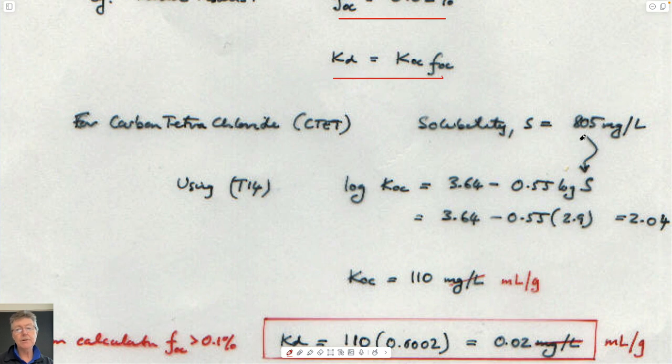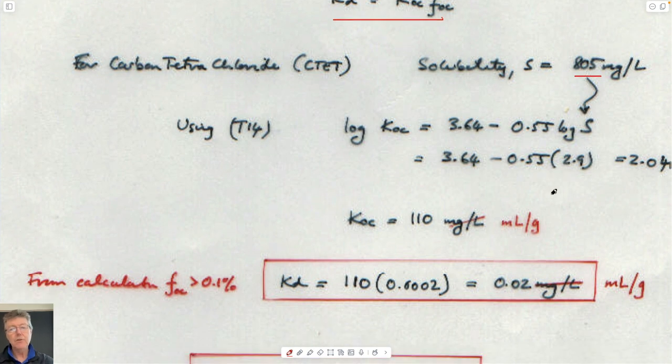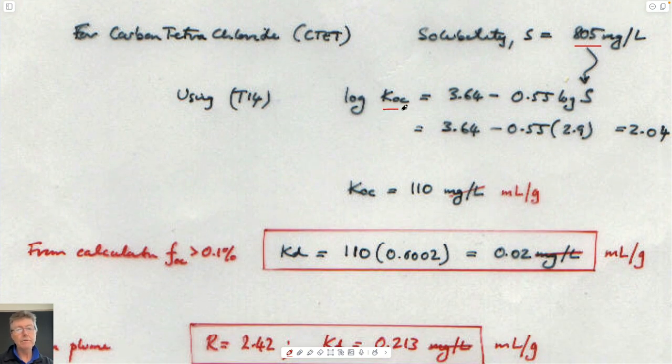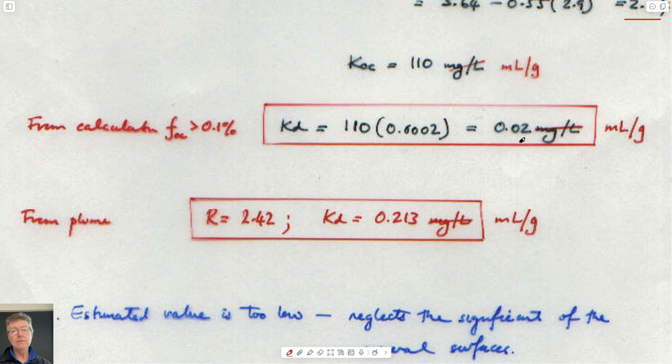So for carbon tetrachloride, the solubility in water is 805 parts per million. If you take this expression and put 805 in here, log 805 is going to be close to 3, 2.9. So you take the log of this, you substitute it, and you end up with the value for the organic carbon fraction as 2.04. You take 10 to the power of that, just a bit bigger than 100, so it's 110 milliliters per gram. So if you take 110 milliliters per gram and multiply it by the fraction of organic carbon, which is 0.02%, so it's 100 times less than that as a decimal, it comes out to be roughly 0.02 milliliters per gram.